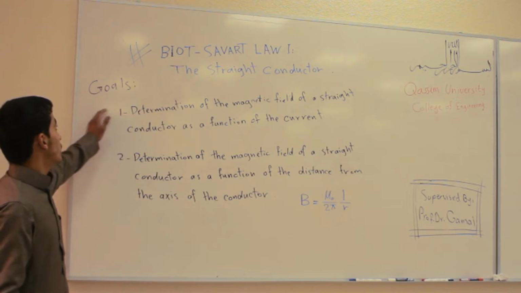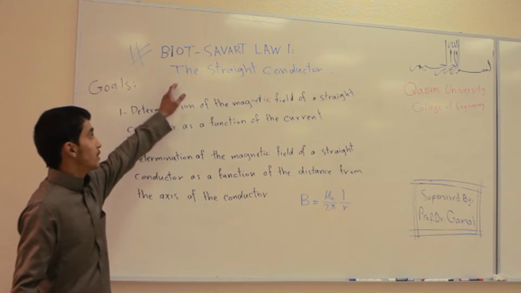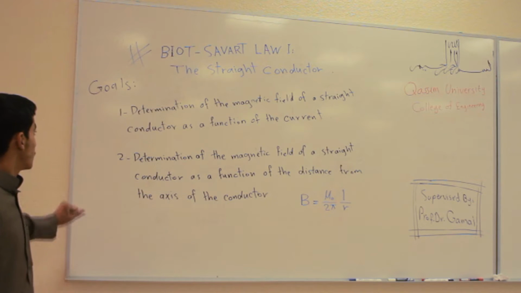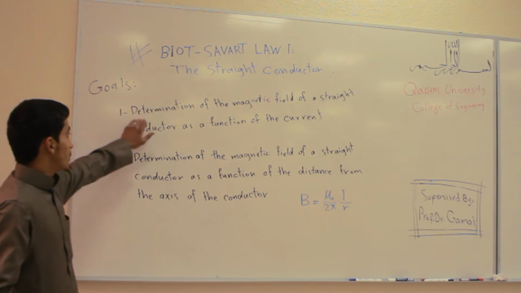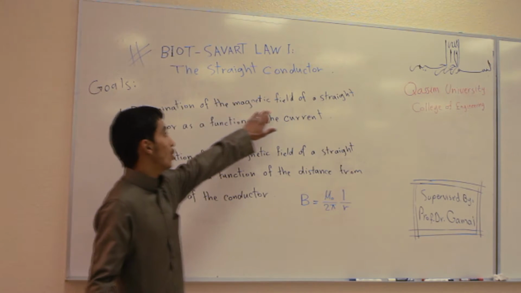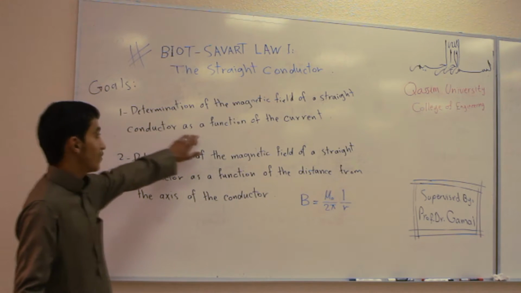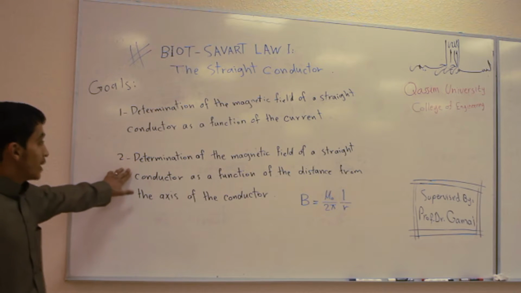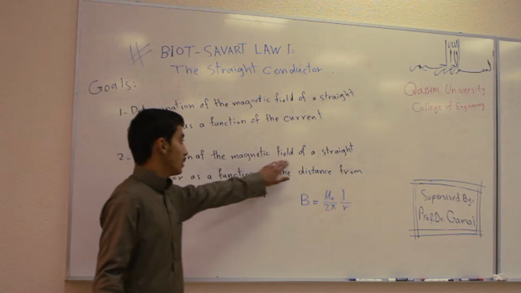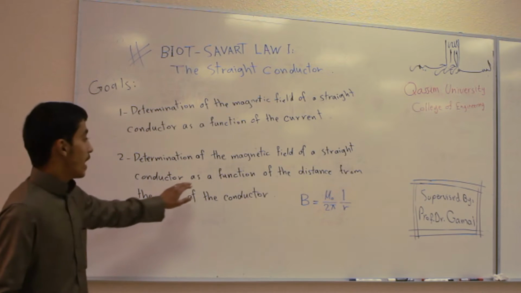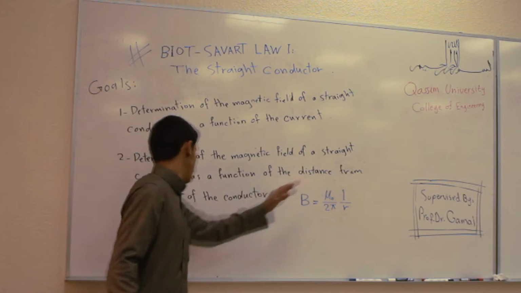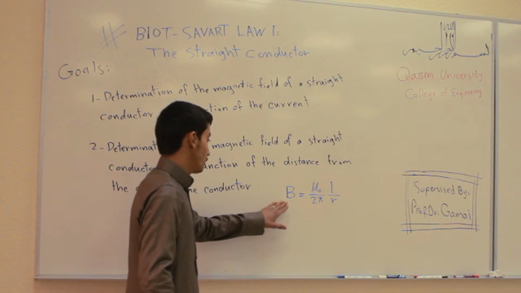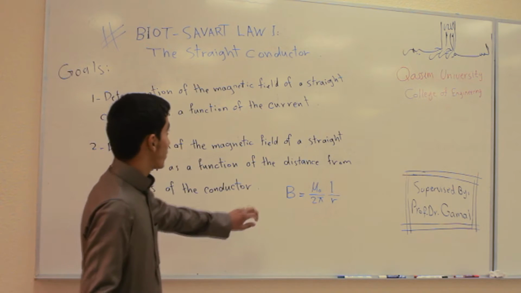Today we have the experiment of Biot-Savart law, the straight conductor. We have two goals. First one, determination of the magnetic field of a straight conductor as a function of the current. Second one, determination of the magnetic field of a straight conductor as a function of the distance from the axis of the conductor. This is the equation for the straight conductor.